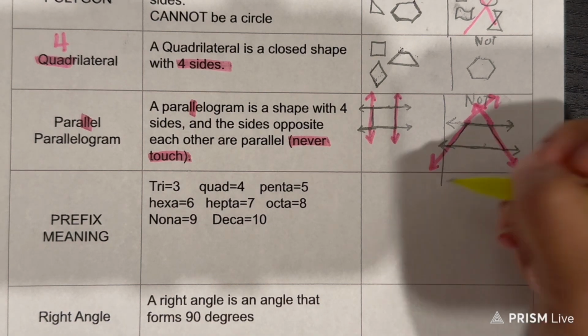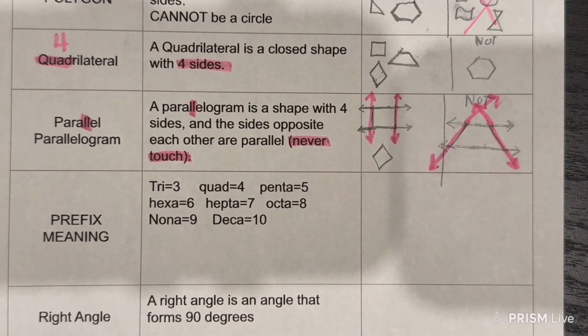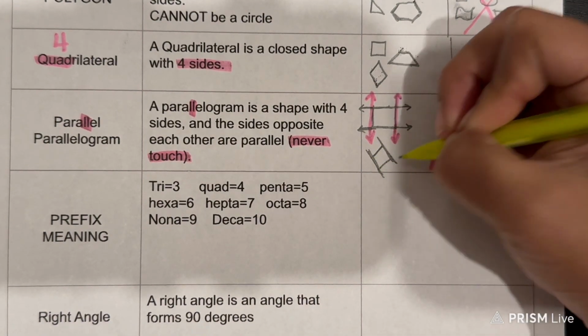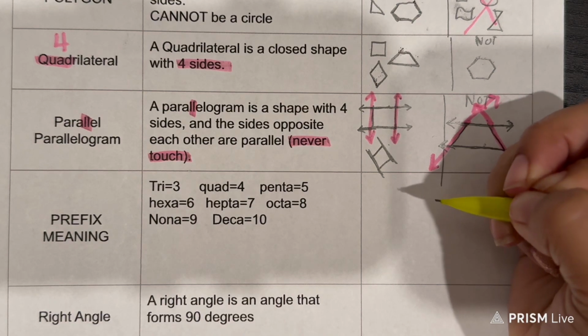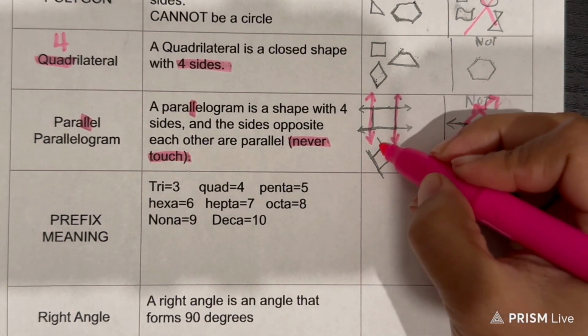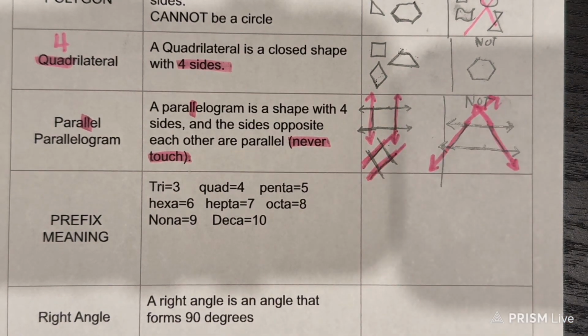This shape here is a parallelogram because if I go like this forever and ever, these two lines will never touch. And if I go like this forever and ever, side by side, these two lines will never touch.